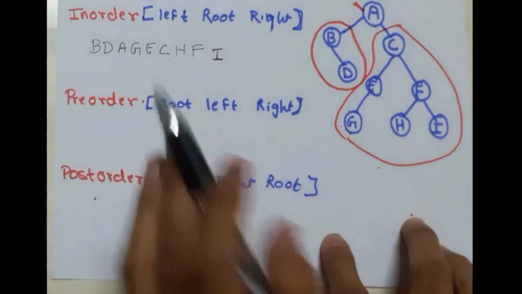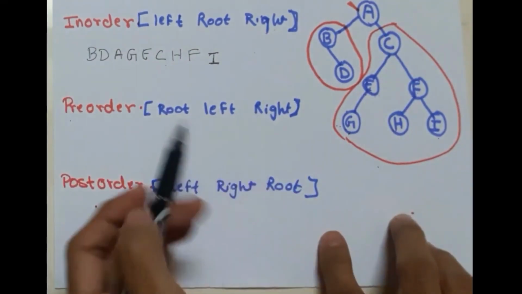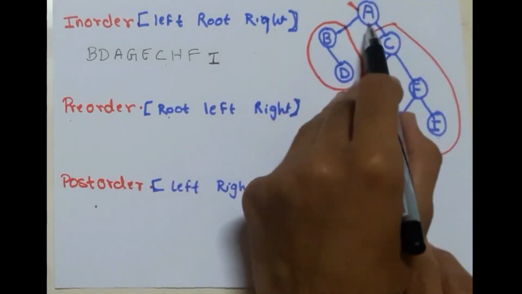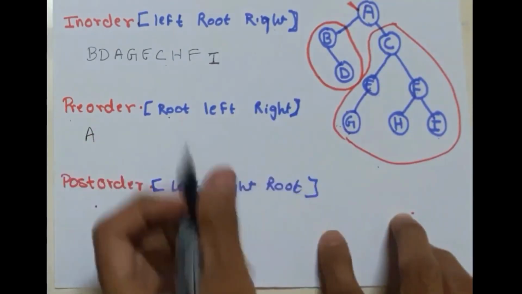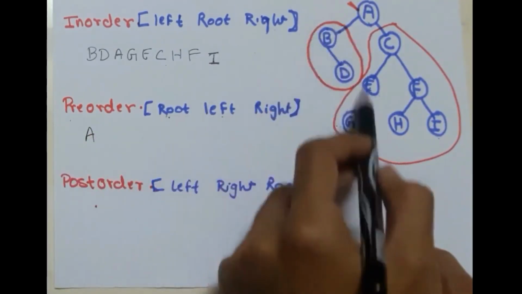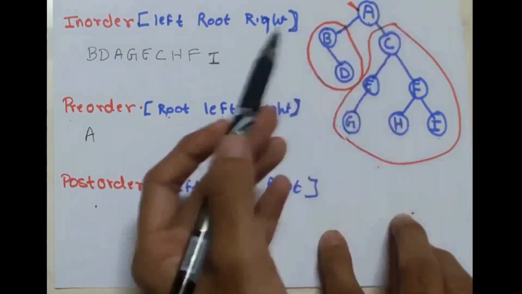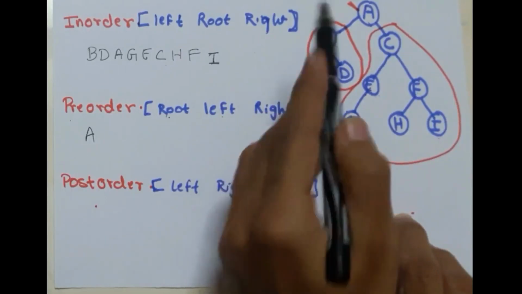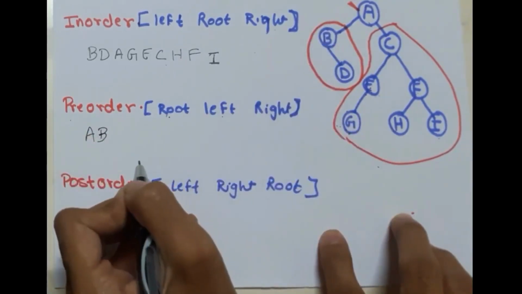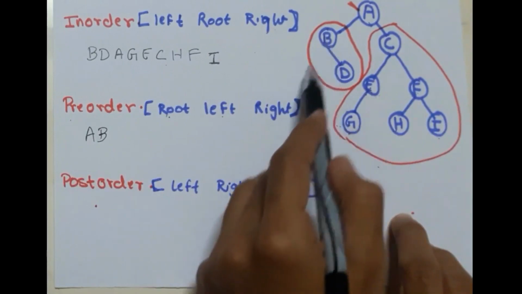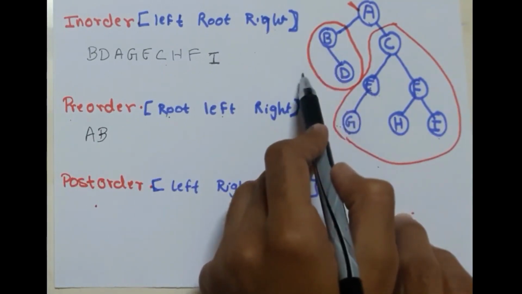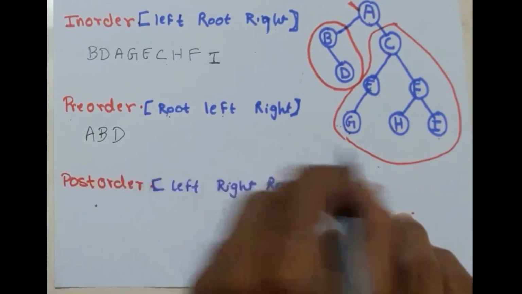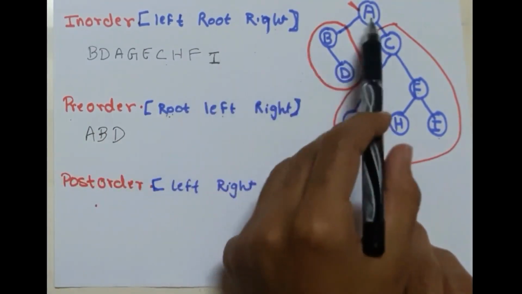Now pre-order traversal. Now in pre-order traversal, first we have to traverse the root. So for this tree, the root node is A. Right? After root, left. So we'll enter the left subtree. In the left subtree, you can see that B is the root node for D. Right? So we'll write what? B. After root, left. So left part of B is null. So we'll write nothing. In the right part, there is D. So we'll print D.